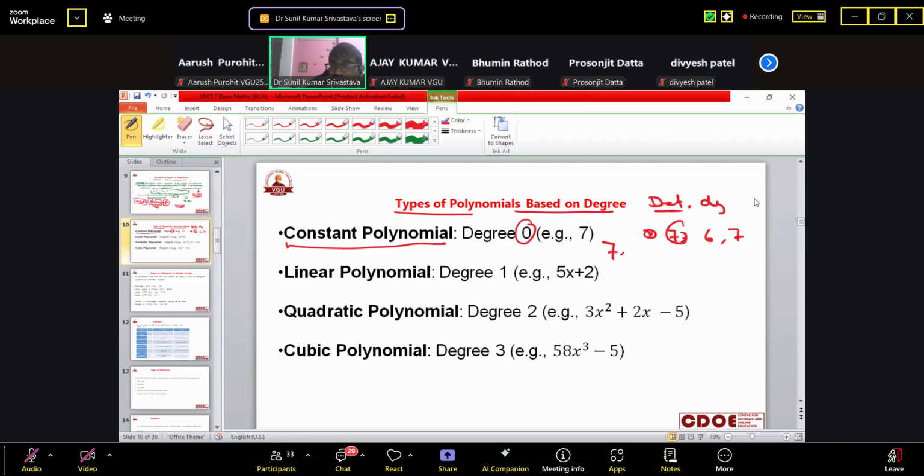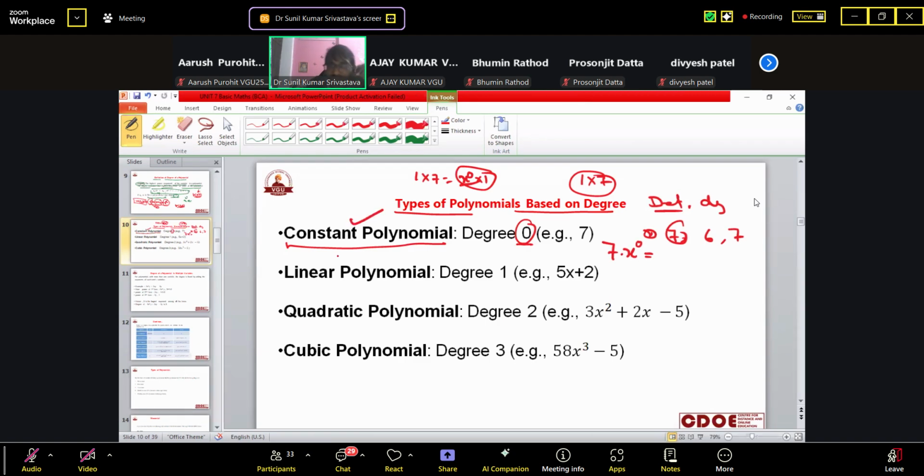Suppose we have written 6, but 7 can be written in terms of x raised to power 0, which is always equal to 1, because 1 is multiplied to everyone. So 7 is equal to 1 into 7, and it can be written as 7 times x raised to power 0. So degree is 0. Any polynomial expression of degree 0 is known as the constant polynomial.